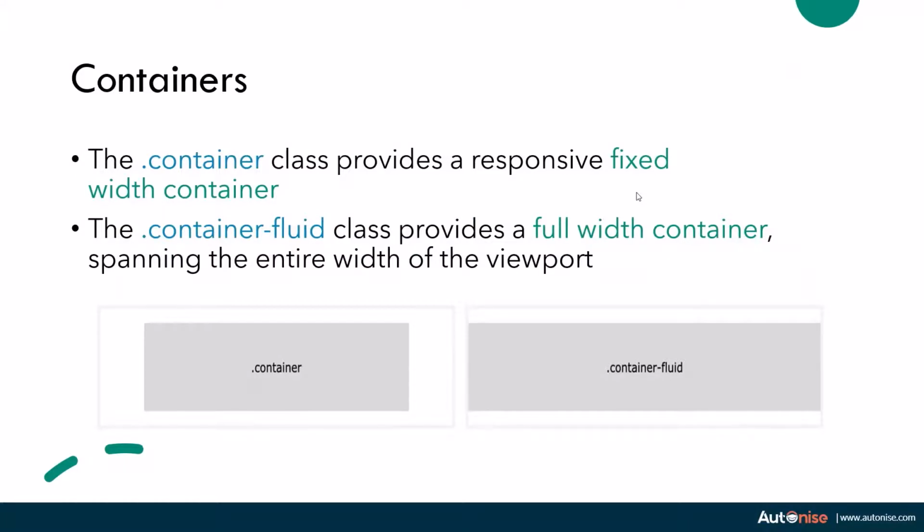So now that we know how to import the Bootstrap link, let's see what Bootstrap provides us. So Bootstrap provides us with containers. Container is a class which provides a responsive fixed width container. Container Fluid provides a full width container spanning the entire width of the viewport.